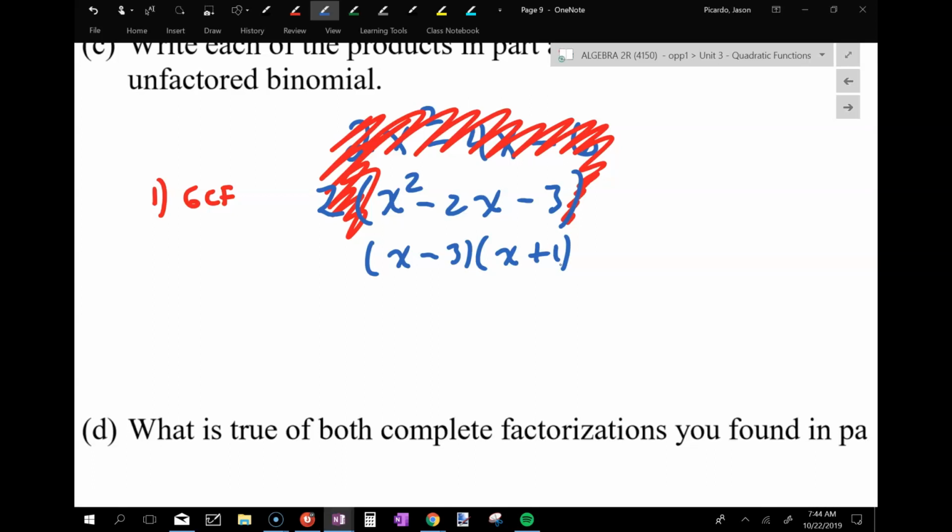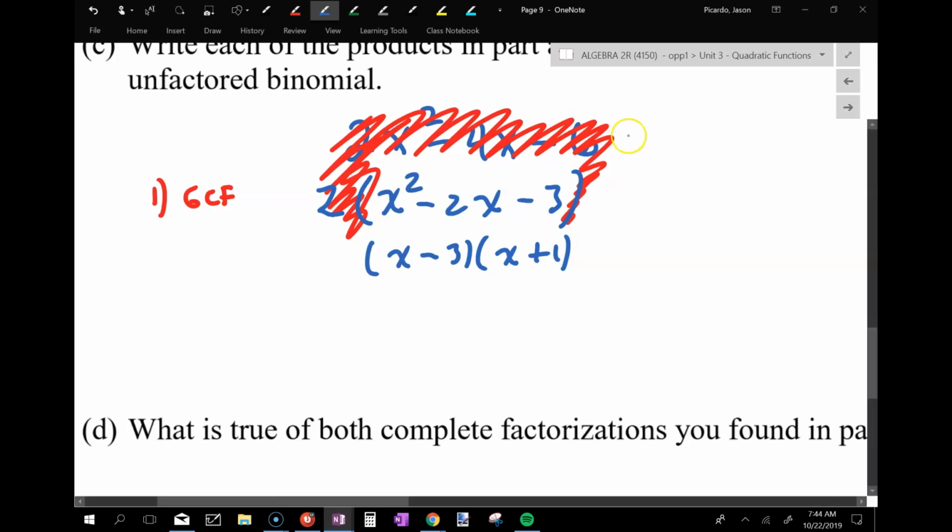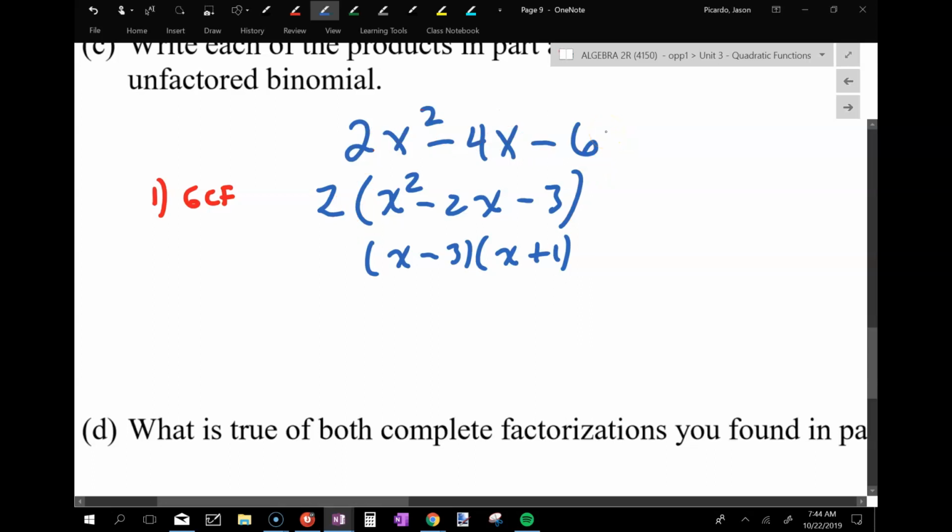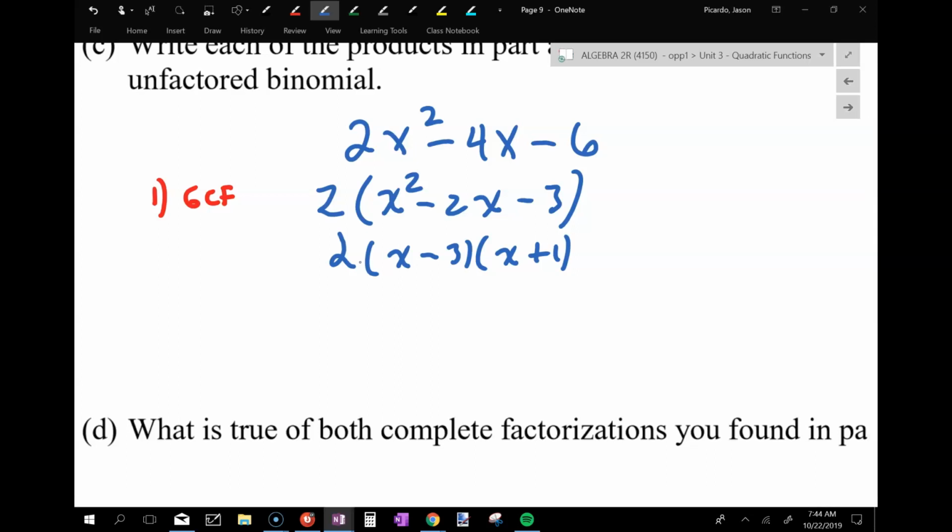But Shayla, here's the thing. That wasn't the problem, was it? There was that 2. Well, guys, that 2 doesn't just disappear. It's still part of the GCF. Let me go back to my other analogy.